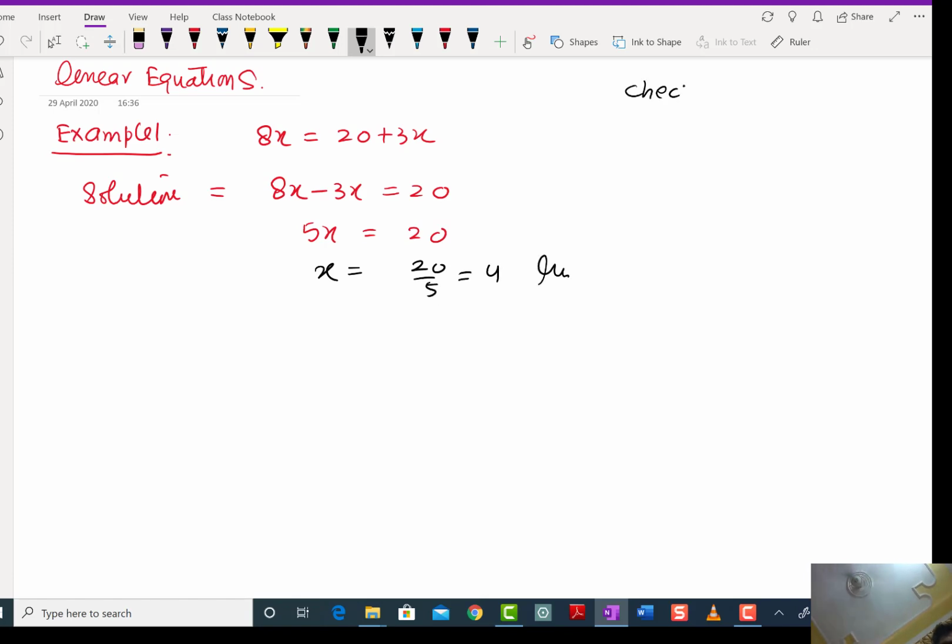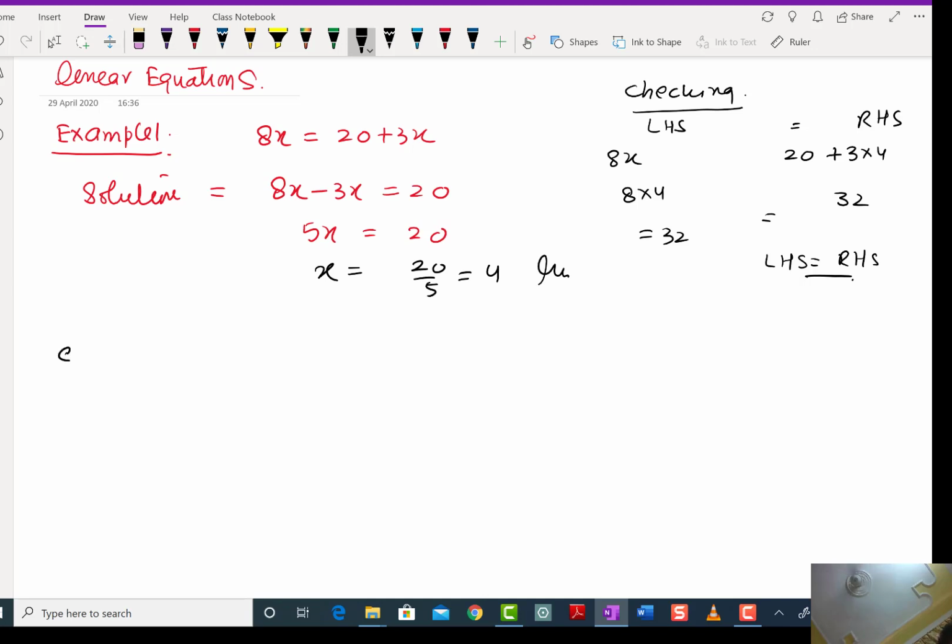If you want to do the checking, you can do the checking also. The left hand side should be equal to the right hand side. Our left hand side is 8x, 8 into 4, 32. Right hand side is 20 plus 3 into 4, 32. So left hand side is equal to right hand side. That means our calculation is right. It's not necessary that every time you have to do the checking. You have to do the checking whenever it is given in the question.